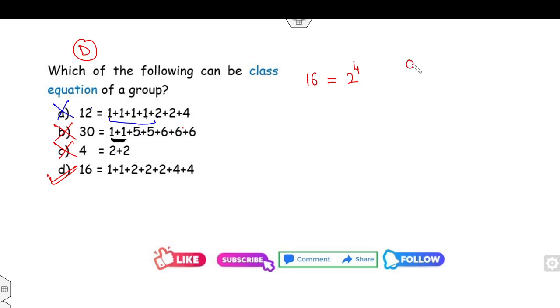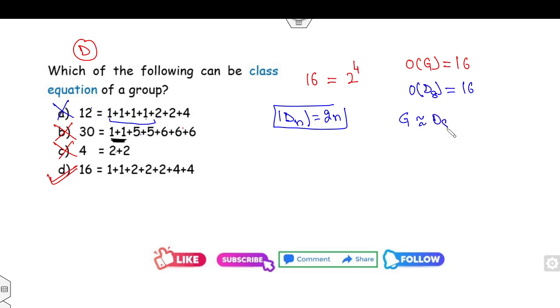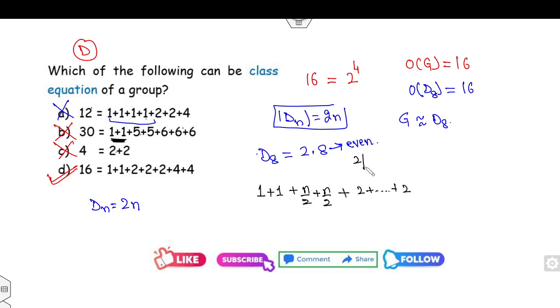Then you can see group of order 16. Fine. Can you find any of the other group whose order is also 16? D of 8, because what is the group of the Dn? 2 of n. Fine. That means group G is isomorphic to the D of 8. Now can you find the class equation of the D of 8? That means 2 into 8, that 2 is my even number. Fine. So I can use the formula for the Dn of 2n when n is my even number. How you can use? 1 plus 1 plus n over 2, n over 2 plus how many times you will repeat it as a 2? That means if 2 divides n minus 2, whatever the quotient you have obtained, that is the repeated term.